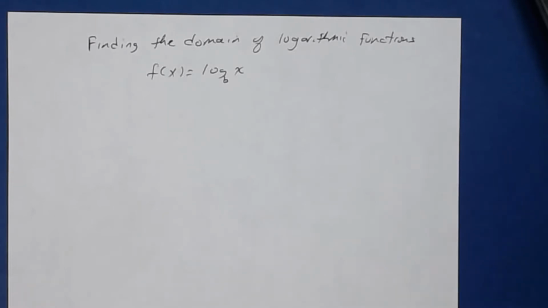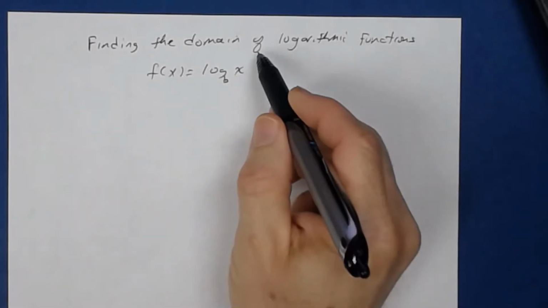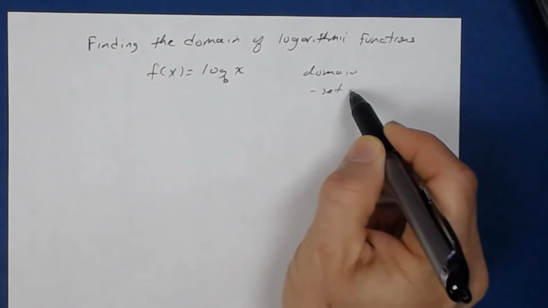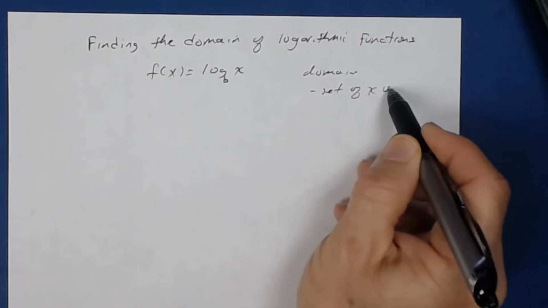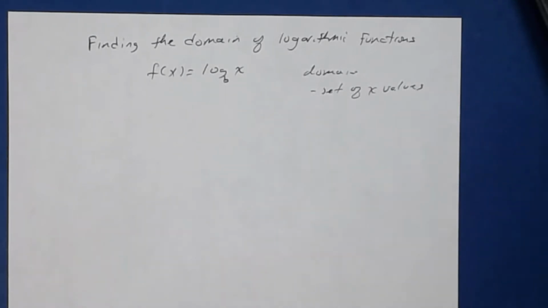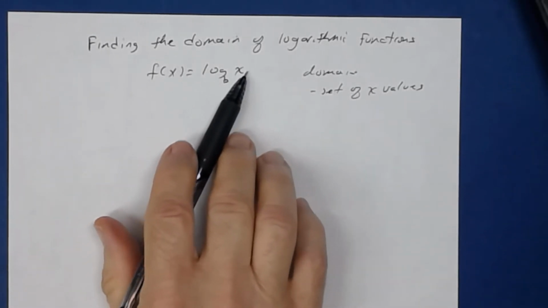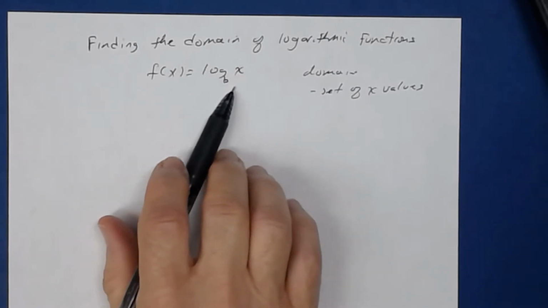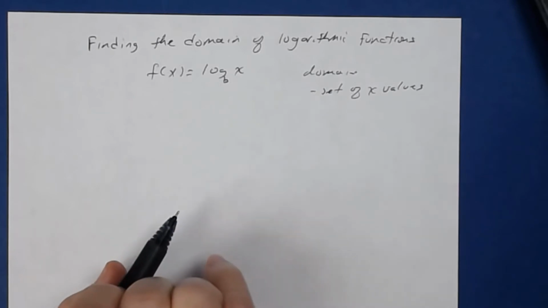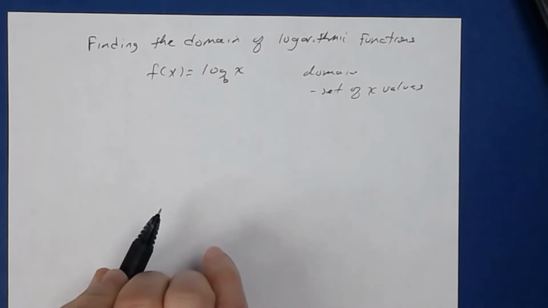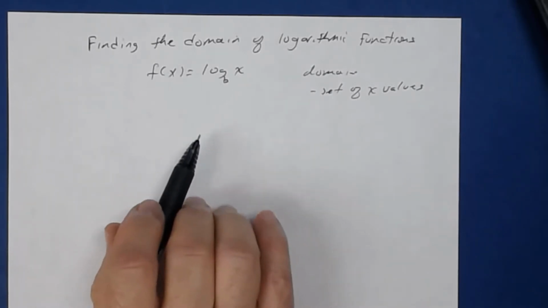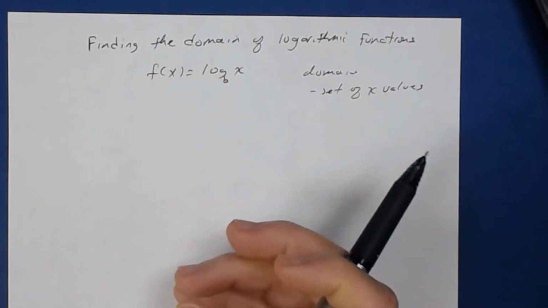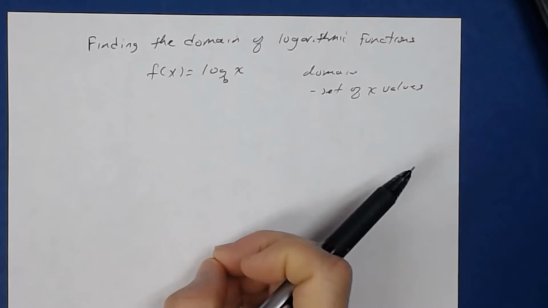So remember, the domain is the set of x values, and here's my x right here. So what is it that I can take the log of, regardless of what the base is? That's going to be our discussion. Is it all real numbers? Can I take the log of any real number? Or are there just certain parts of the real number system I can take the log of?